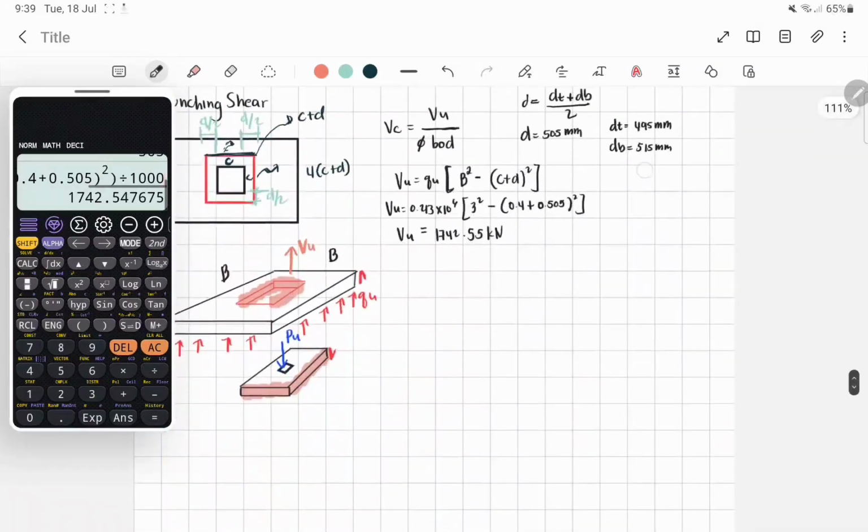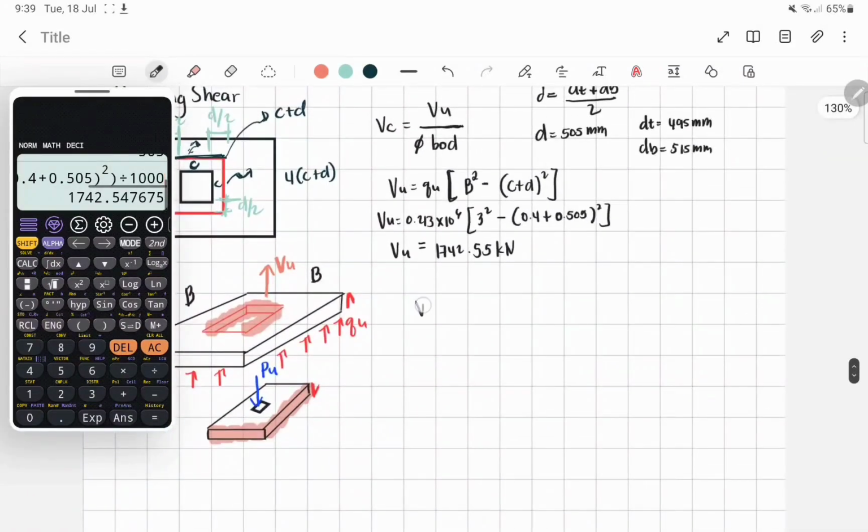So therefore, to get the shearing stress, we have Vu of 1742.55. Let's say in newtons to make it easier, to get megapascals. Let's say times 10 raised to 3. I just changed it back.